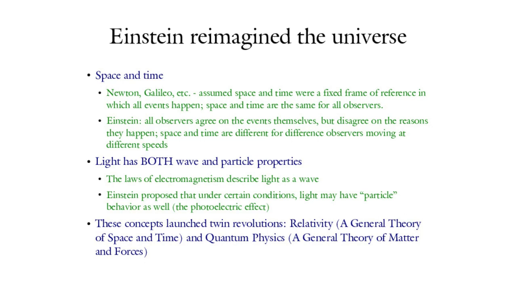And these concepts launched twin revolutions: relativity, which was a general theory of space and time, and quantum physics, a general theory of matter and forces. Those were united in what we now call the standard model of particle physics, which is a stupid name for something which describes everything we've ever been able to do in a laboratory with matter and forces. Okay? But when you put these two together, at least special relativity, motion, space, and time, and quantum physics, you get the thing that we're testing at the Large Hadron Collider to see if we can make it break for a change. Okay?